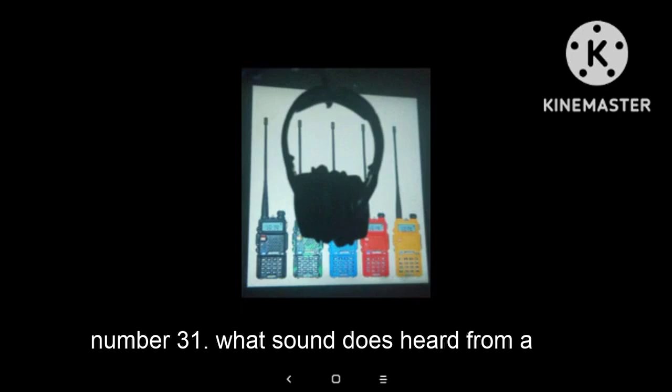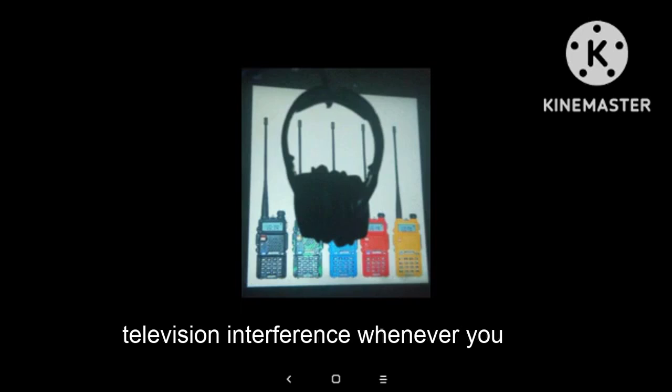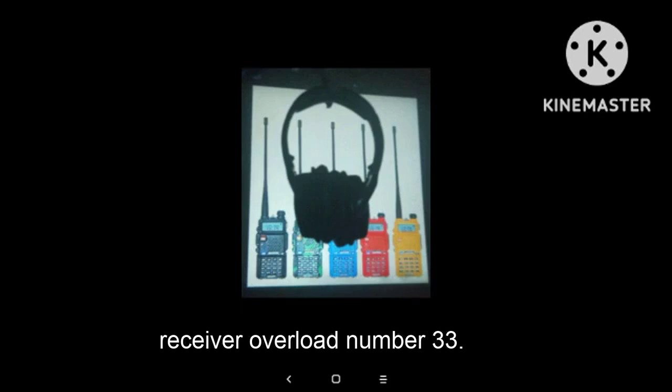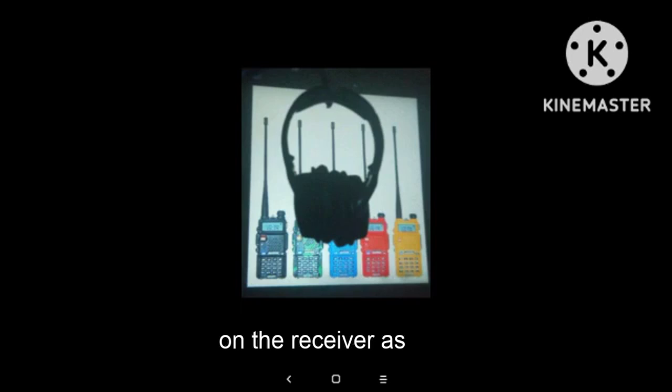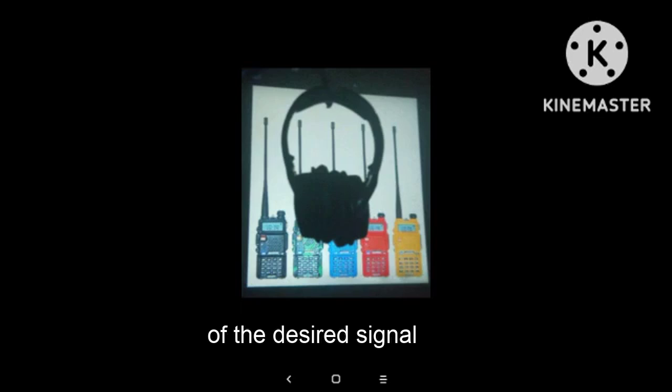Number 31. What sound is heard from a public address system if audio rectification of a nearby CB transmission occurs? On and off humming or clicking. Number 32. If a neighbor reports television interference whenever you transmit, no matter what band you use, what is probably the cause of the interference? Receiver overload. Number 33. Intermodulation of a broadcast receiver by a nearby transmitter would be noticed on the receiver as the undesired signal in the background of the desired signal.